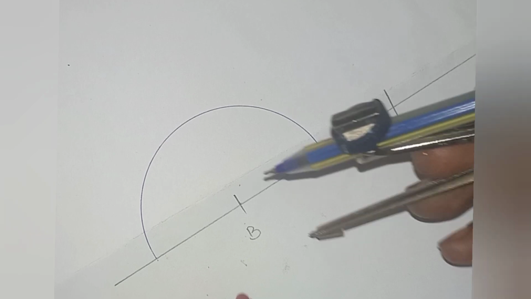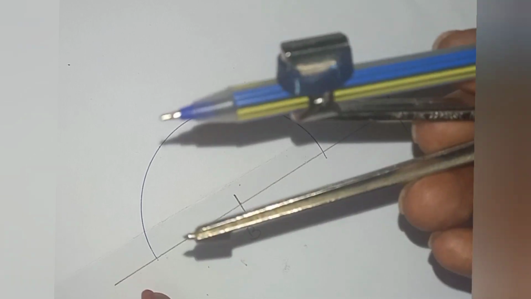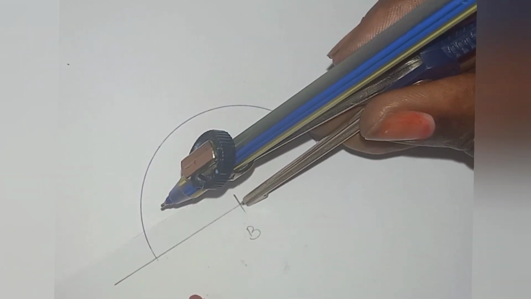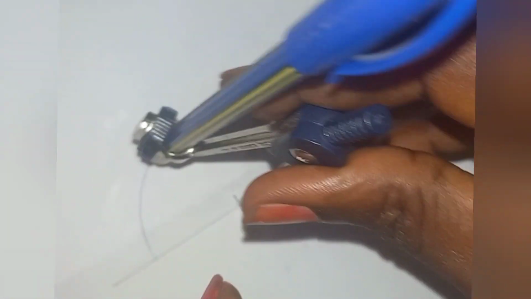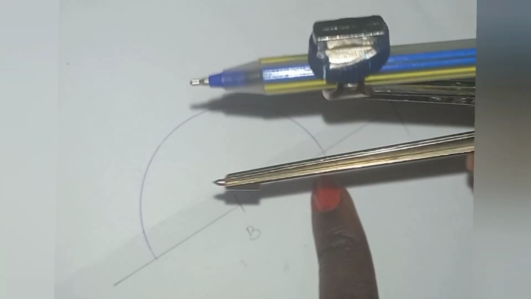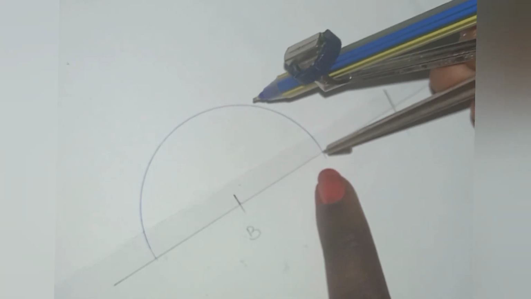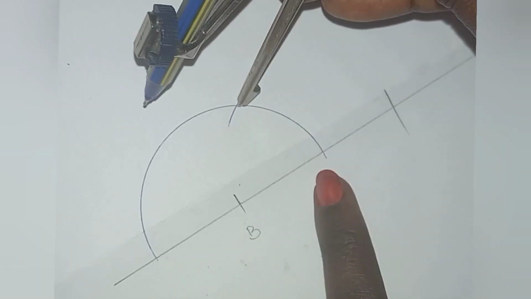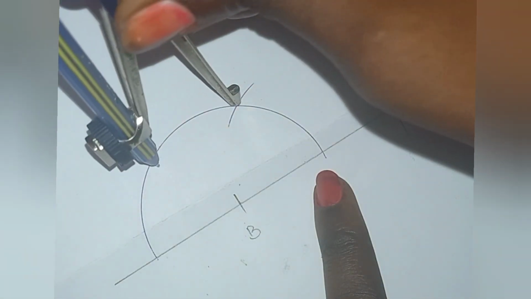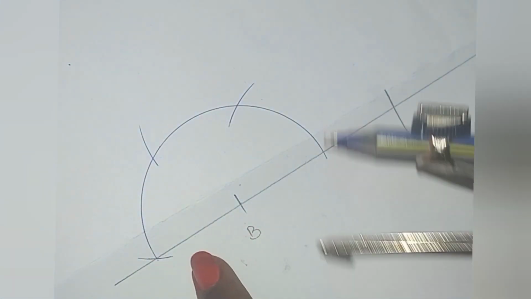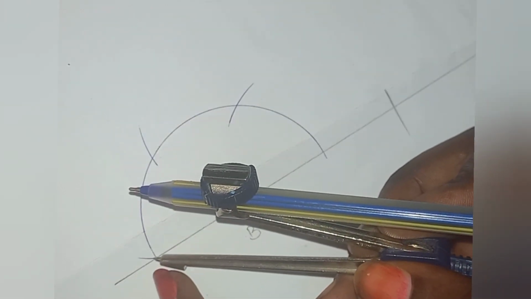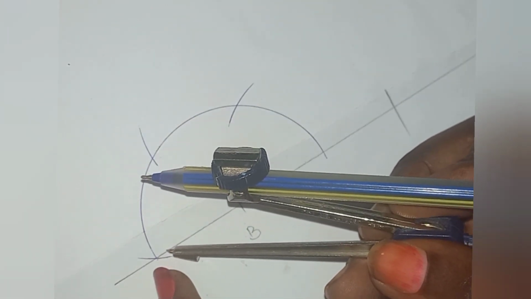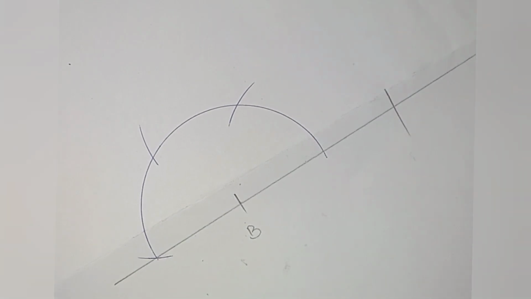In order to construct 180, you will draw the line, then stand at B and adjust the compass to any length. Once you have drawn a semicircle with it, do not disturb the compass. Just leave it the way it is. Stand here, make an arc, stand here, make another arc, and then stand here and make another arc. The whole of this from here up to here will be 180 degrees.